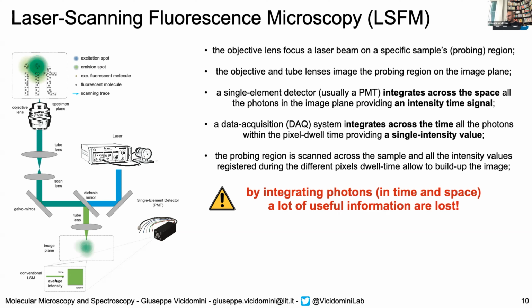In the case of imaging, you typically integrate across the pixel dwell time of your scanning. In the case of fluorescence fluctuation spectroscopy, you integrate across the time of the beam width of your time traces. So anyway, we are losing a lot of information, because we are averaging out a lot of spatial and temporal information. And we know from physics, but not only from physics, that averaging can generate some problems.